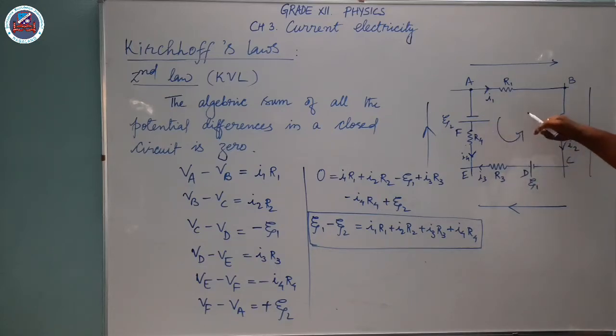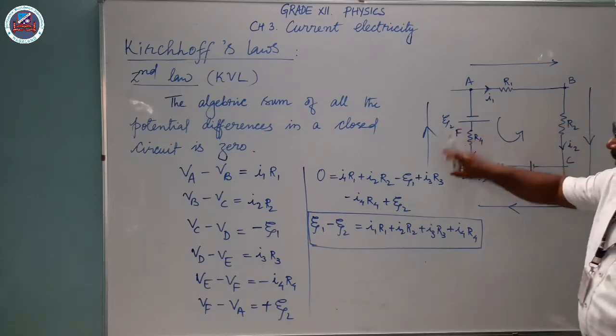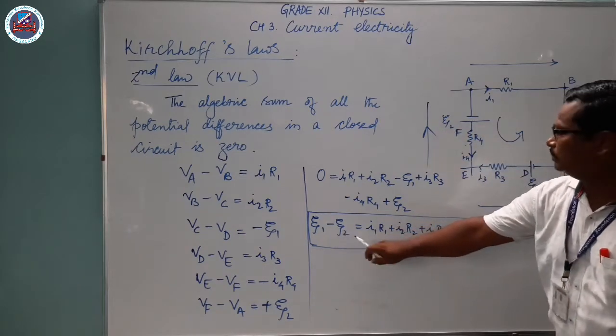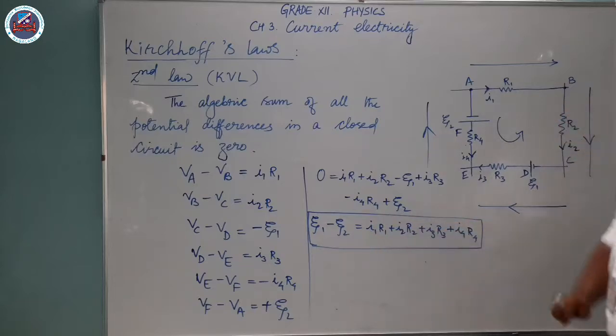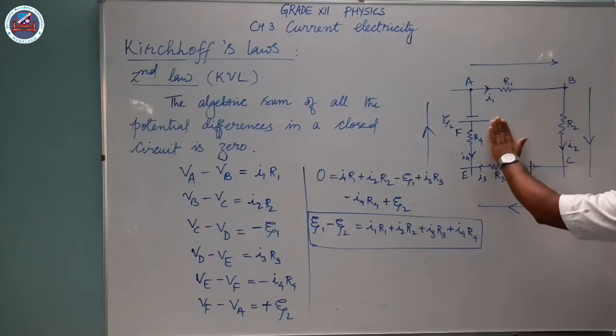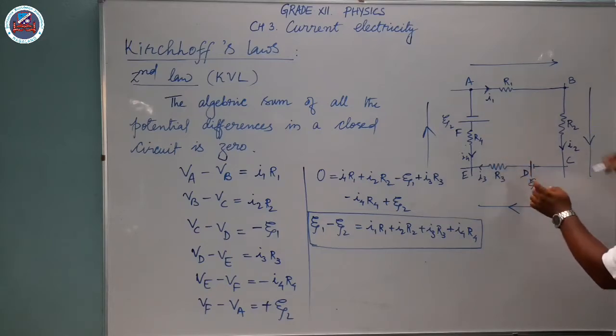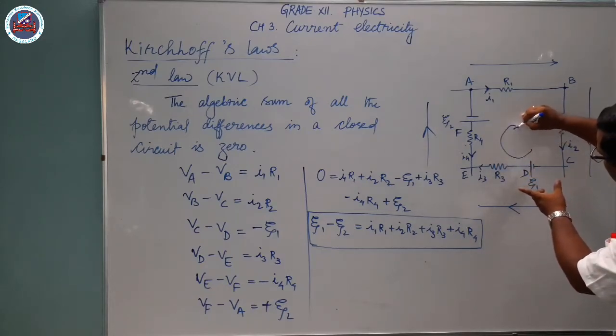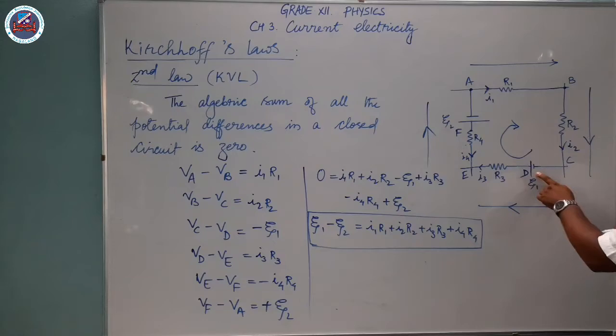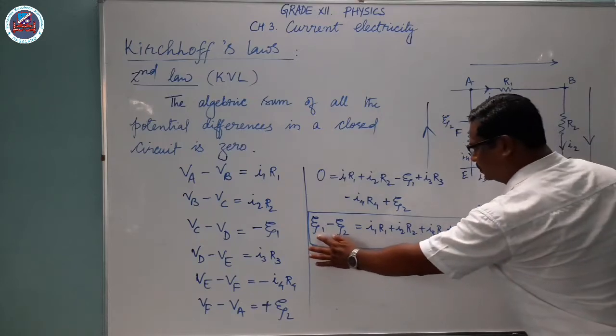This is anti-clockwise. Anti-clockwise, we take it as negative. So E2 is negative, minus E2 or epsilon 2. And this one, if you look, E1, this is the positive terminal, so according to us, this should be the direction of current for this cell. So it is clockwise, we take it as positive, epsilon 1, that's why it is positive.